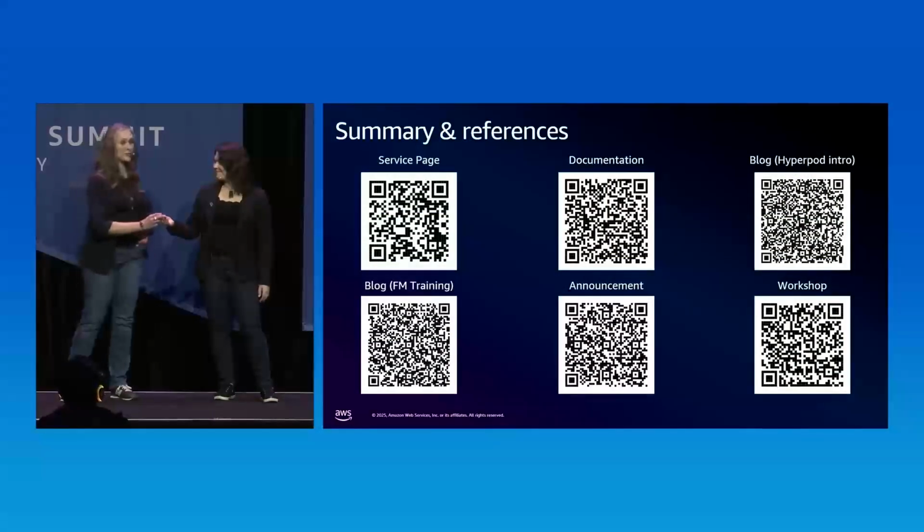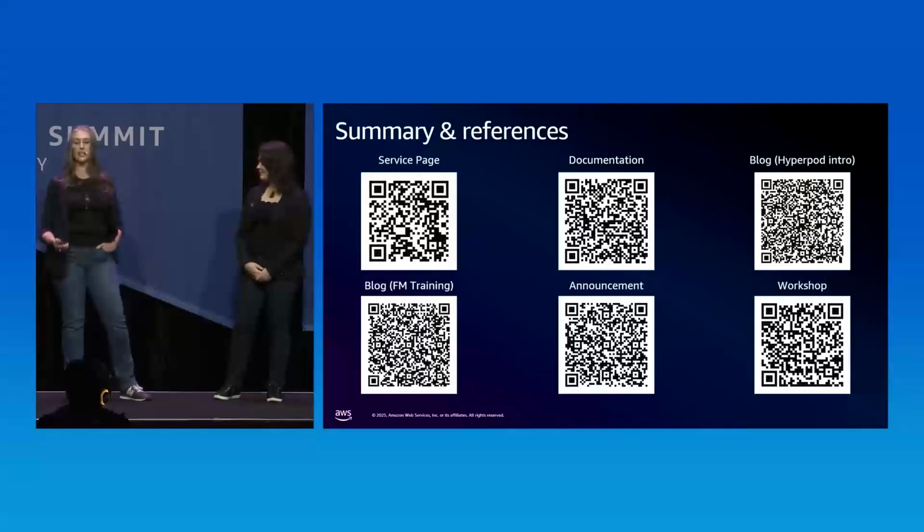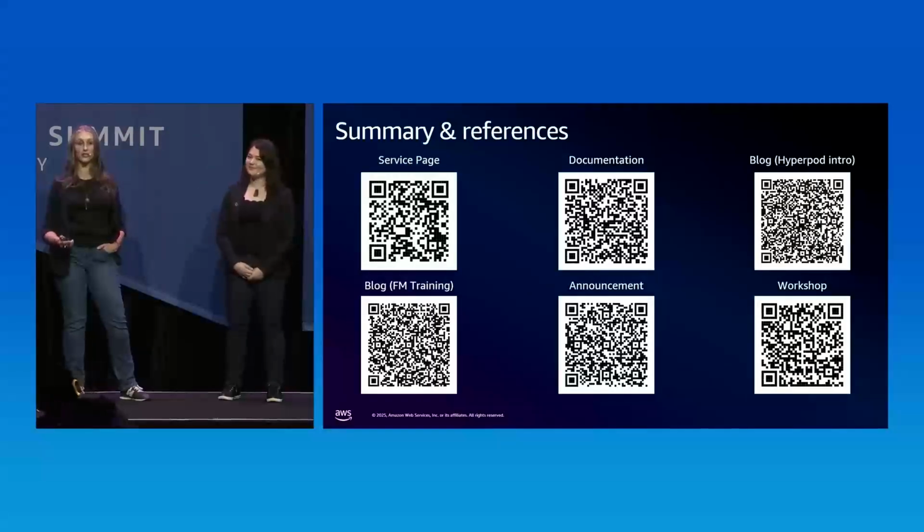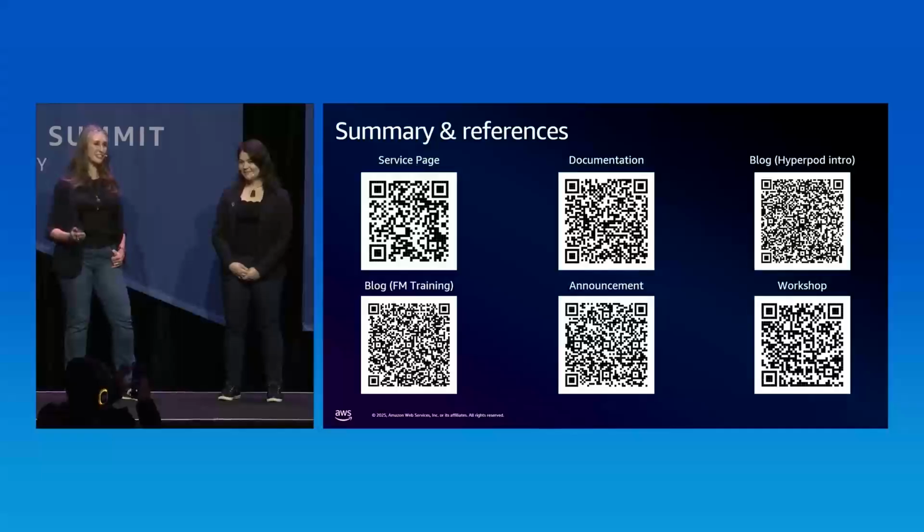Now, if you are interested in adopting a similar approach, do check out the SageMaker HyperPod service page, documentation and blogs, which will get you started. We've also got a workshop that you can access. The QR code is there down the bottom right. Please make sure you run a cost estimate before running this in your account, and always turn off your resources when you're finished.